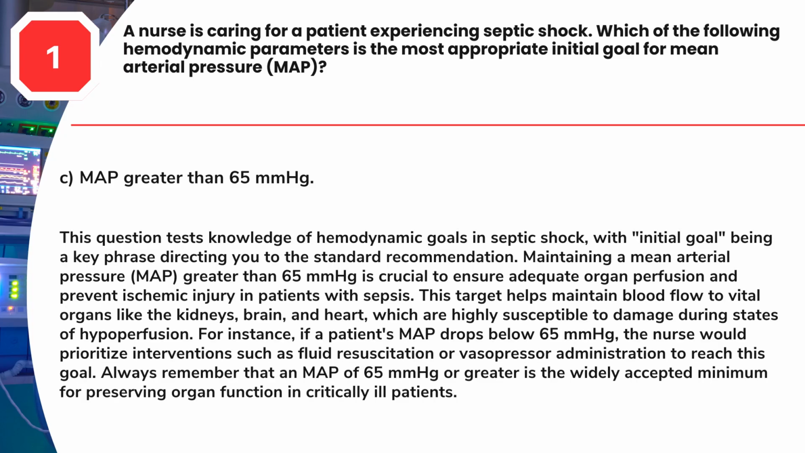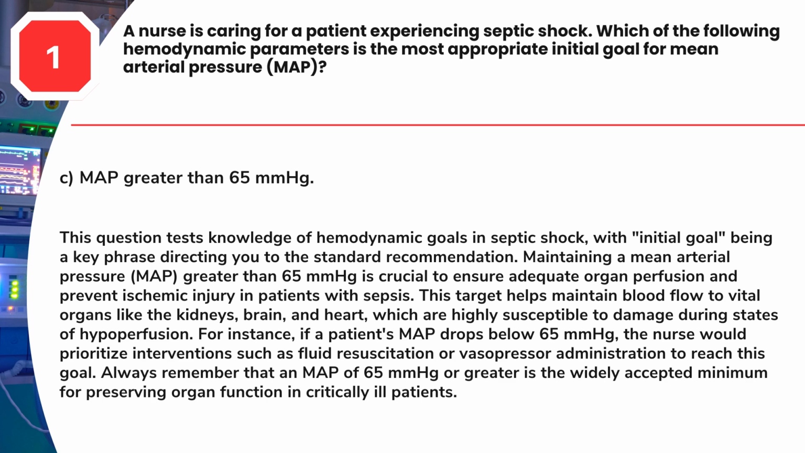Answer, C. MAP greater than 65 mm of mercury. This question tests knowledge of hemodynamic goals in septic shock, with initial goal being a key phrase directing you to the standard recommendation. Maintaining a mean arterial pressure, MAP, greater than 65 mm of mercury is crucial to ensure adequate organ perfusion and prevent ischemic injury in patients with sepsis.